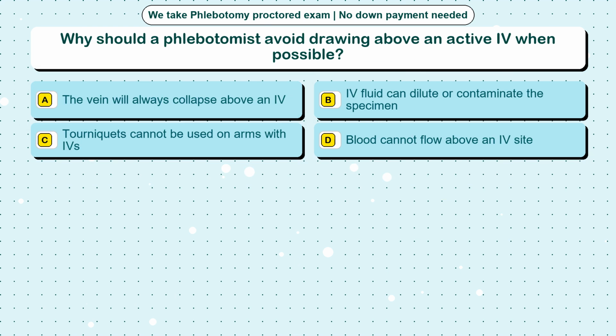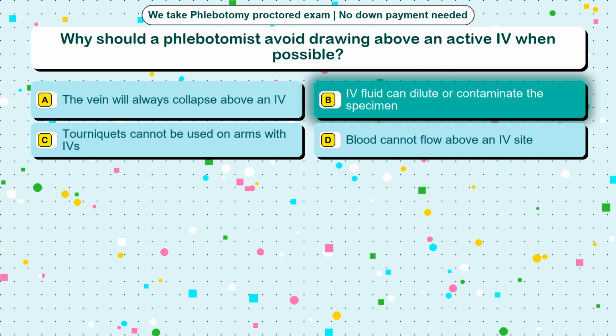Question 96. Why should a phlebotomist avoid drawing above an active IV when possible? Option A. The vein will always collapse above an IV. Option B. IV fluid can dilute or contaminate the specimen. Option C. Tourniquets cannot be used on arms with IVs. Option D. Blood cannot flow above an IV site. The correct answer is option B.